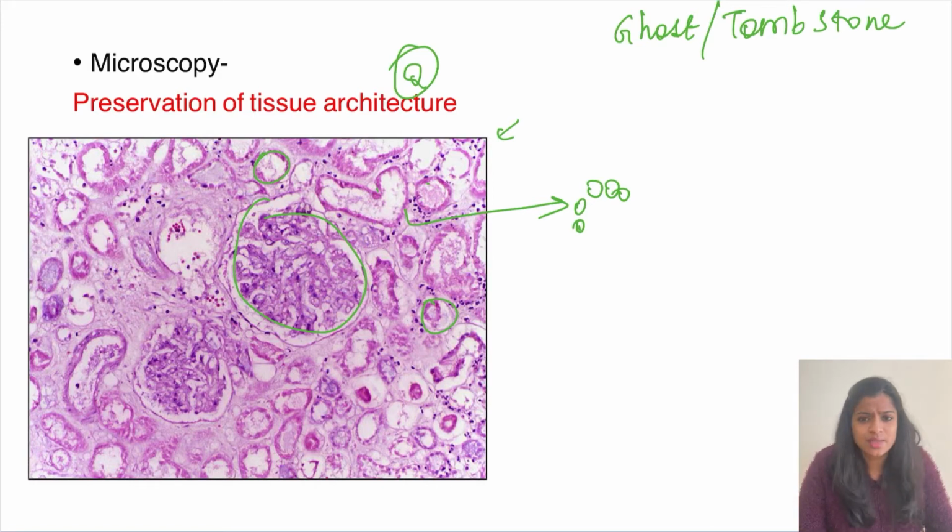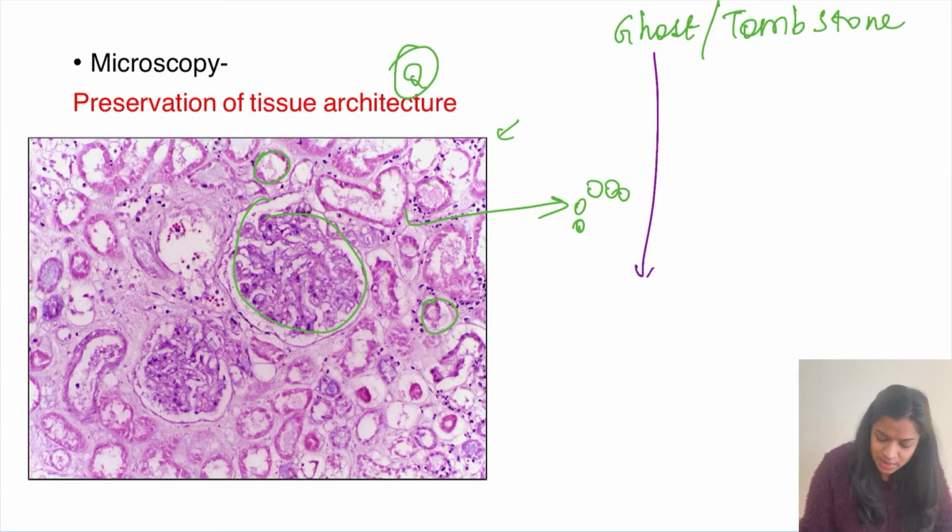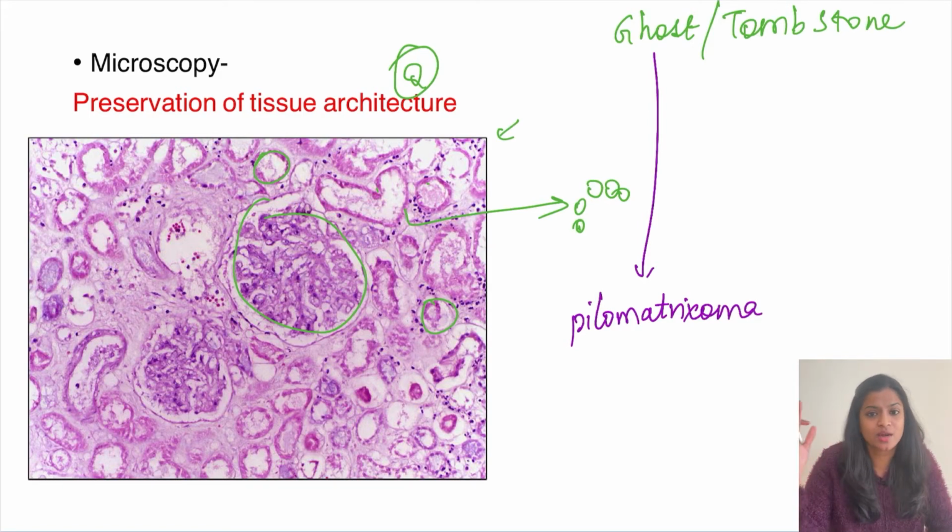I would like to tell something else also in this. The ghost cells can also be present in a tumor called pilomatrixoma. Pilomatrixoma is actually a skin adnexal tumor. I am just telling it so that you can correlate when you read about that, where you see the ghost cells in pathology. You can correlate it like that, okay?